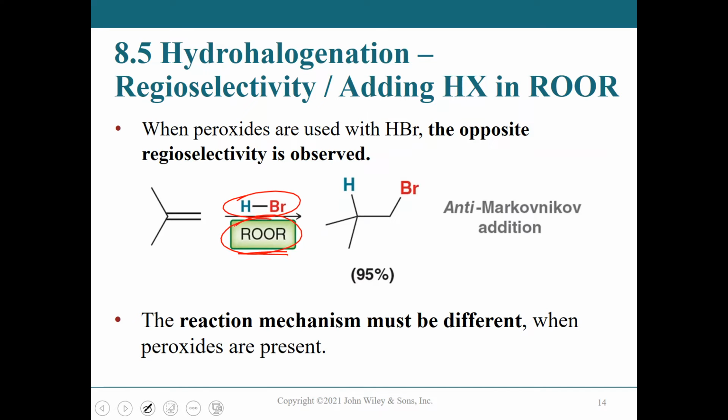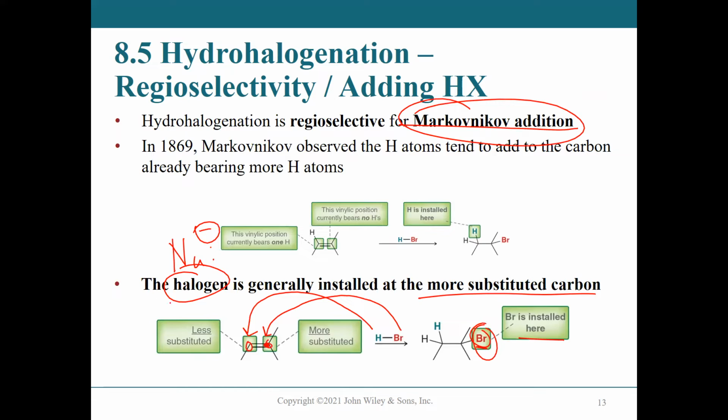Why does peroxide change the stereochemistry of the reaction? I'll just give you a preview. This reaction goes through a radical mechanism, while regular HBr goes through a polar mechanism.